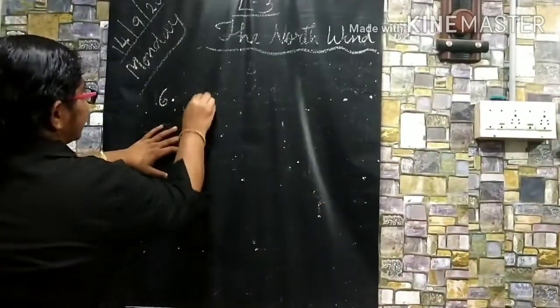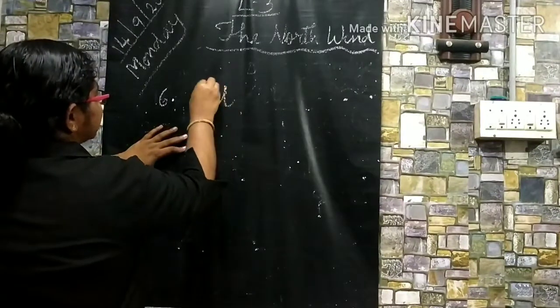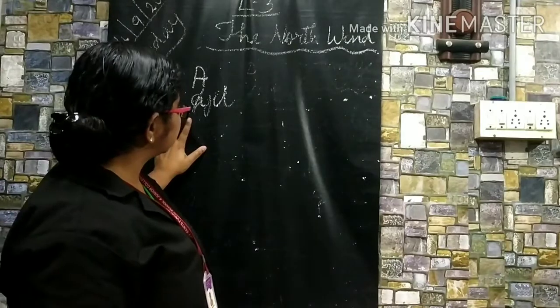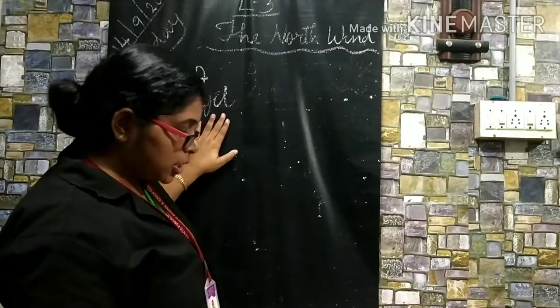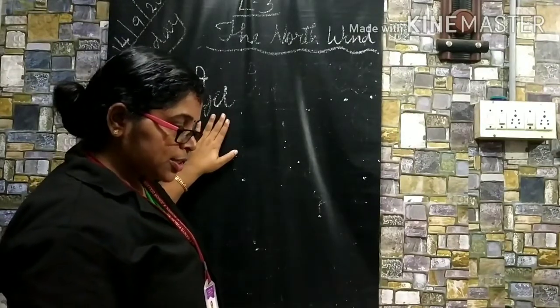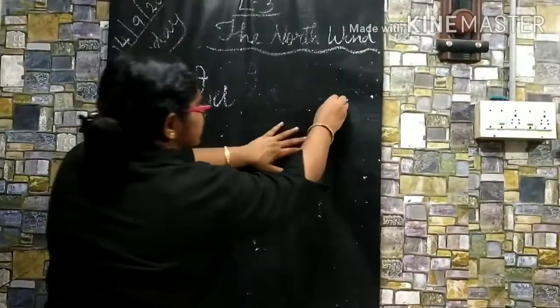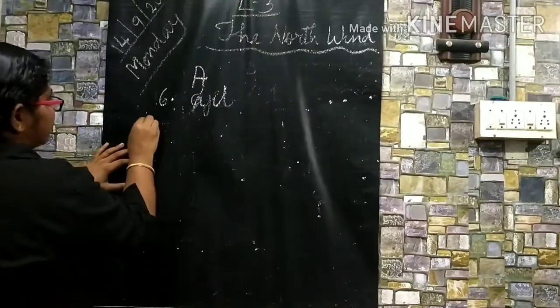So, yes, Ajit. A should be capital, and then after correcting Ajit, is there any change? No, after the completion of the sentence, you just have to put a full stop.